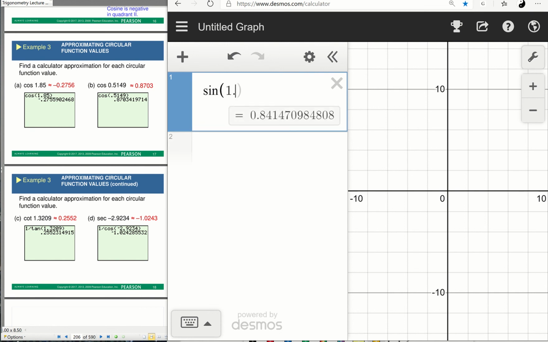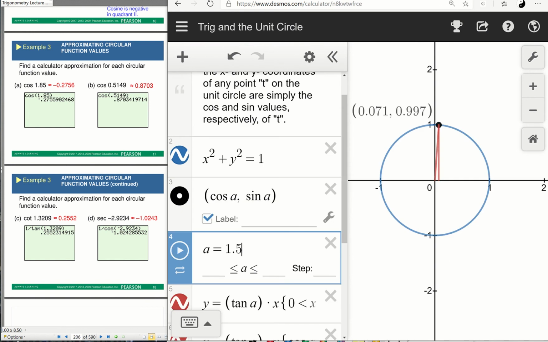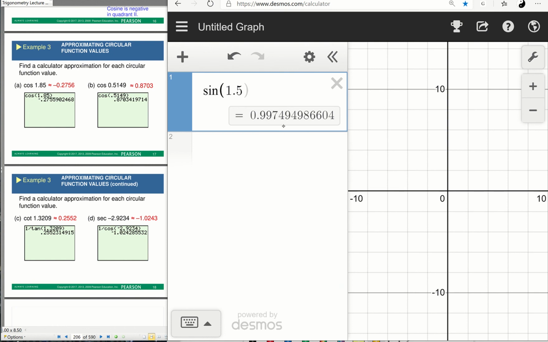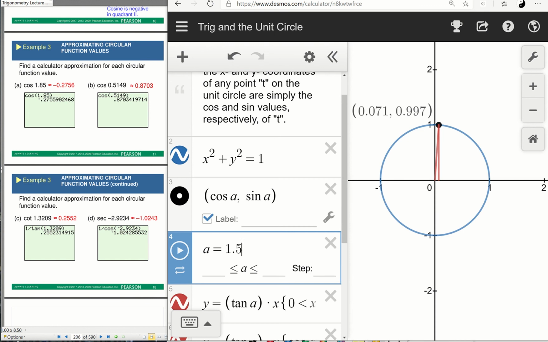1.5, I haven't checked to see if Desmos is in radian mode, and it looks like it is. Okay, so notice the value that we got here is a much more accurate number than the value that you would get with a graphing tool such as the graphing aspect of Desmos anyway. But it is a really nice tool to play with, because it gives you a great intuition into the unit circle and how the values of sine and cosine correspond to different locations on the unit circle.